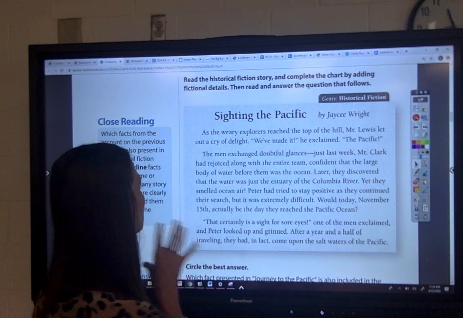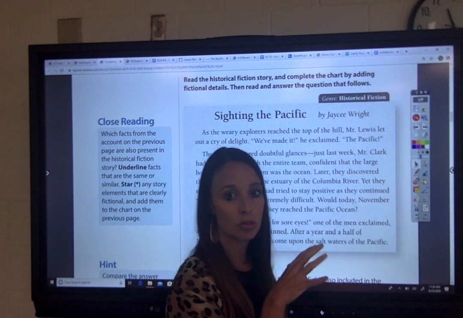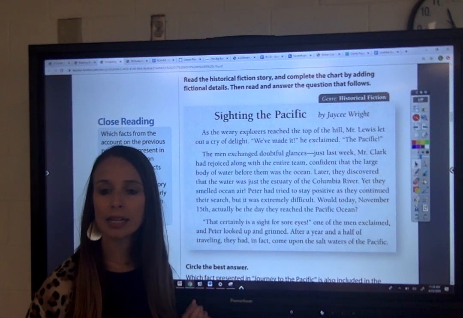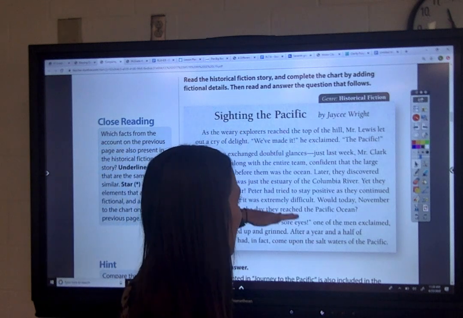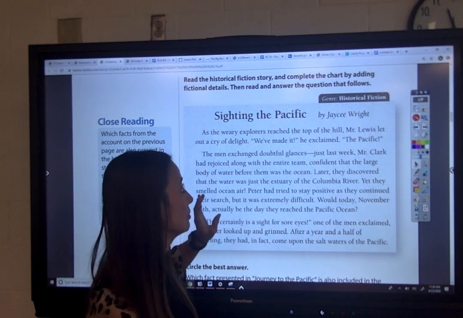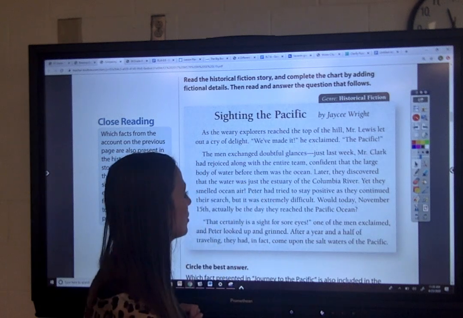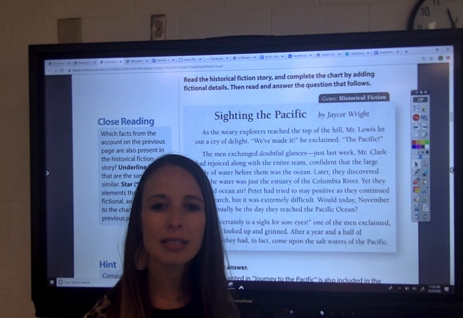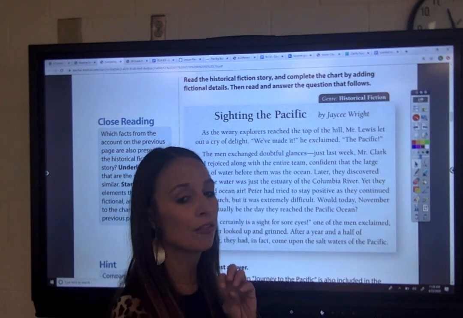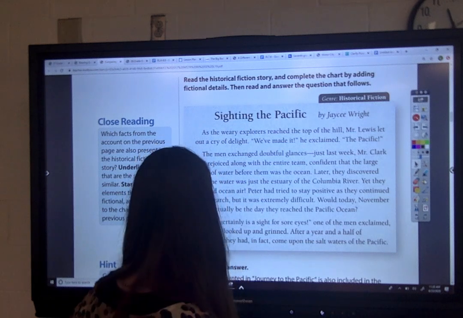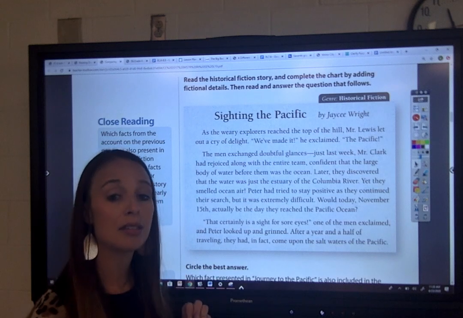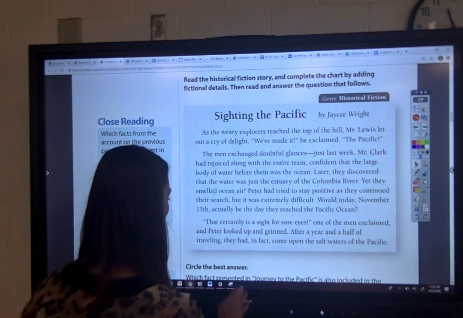Now, I noticed some things immediately that let me know that this is historical fiction. Well, there's dialogue. I see characters talking. I see actually a fictional character in the story, Peter. He's a fake character. I also see the characters' feelings and emotions here, which are obviously made up because it's a part of the fake or made up part of the story. So let's pick out and underline what we know is the fictional parts of this story.